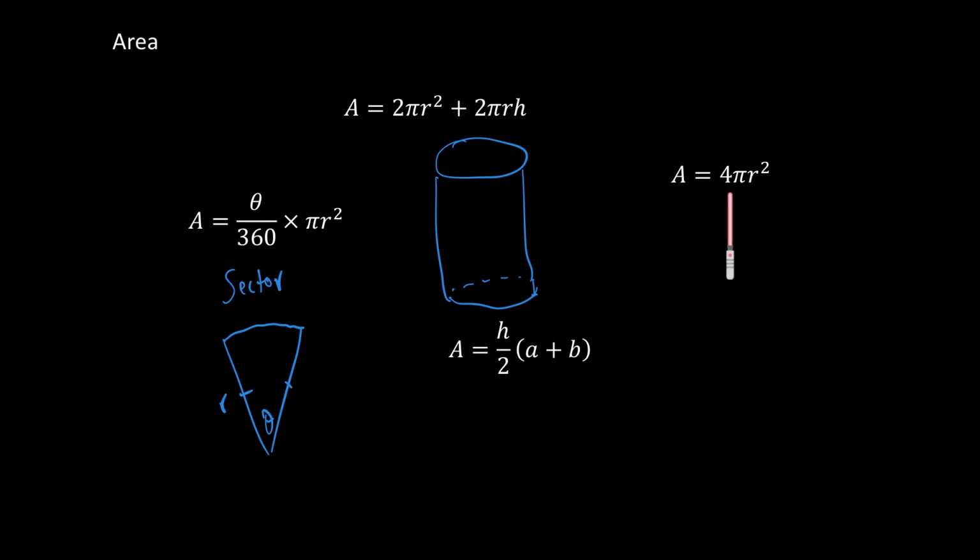Then over here we have A equals 4 pi r squared. That's the surface area of a sphere, okay? Surface area of a sphere. And then finally down the bottom, A equals h over 2, A plus B. That's the area of a trapezium, where h is the height and A and B are the parallel sides.